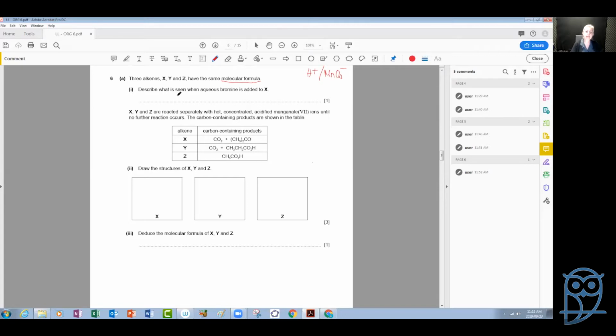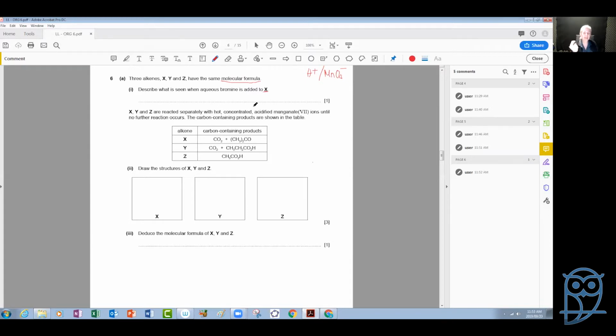Describe what is seen when aqueous bromine is added to X. Aqueous bromine. Yeah, you see that whenever there are tests, to test for something, to distinguish between different compounds, you need to remember all those tests. They will ask for them always here and there. So one of these tests is this decoloration of the bromine water.